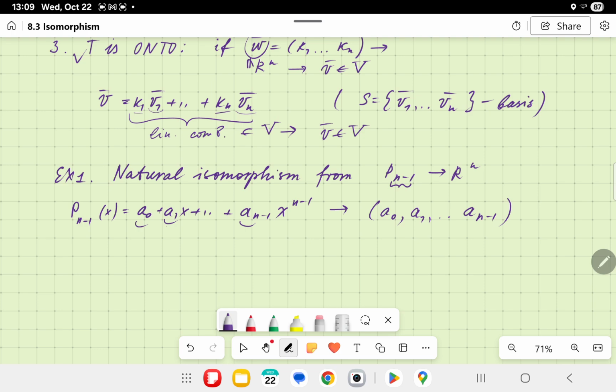Why do we call it natural isomorphism? Because actually these coordinates are using a basis which consists of the vectors 1, x, x squared, and x to the power of n minus 1. That's our basis, and that's the standard basis.